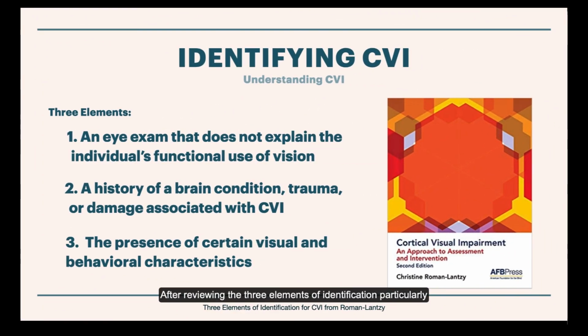After reviewing the 3 elements of identification, particularly the 10 visual and behavioral characteristics, I hope you are feeling a little more comfortable with identifying which children might be at risk for cortical visual impairment. As educators, we may not be able to diagnose children, but we can educate families to ask the right questions and inquire if a CVI diagnosis is appropriate.